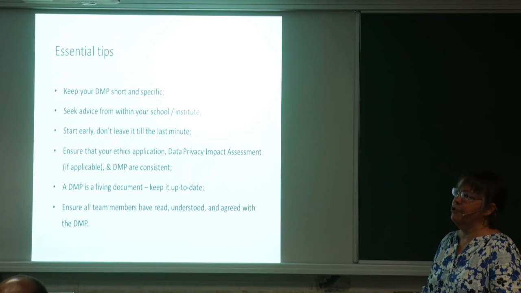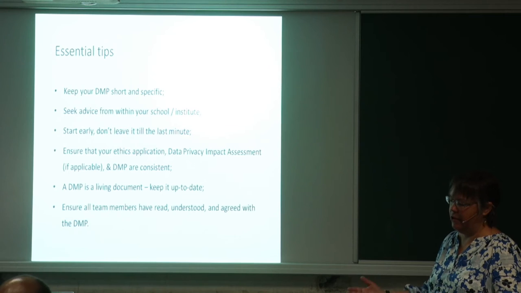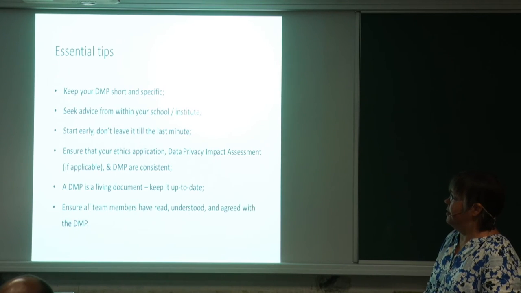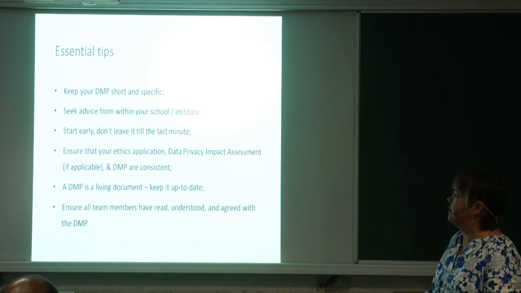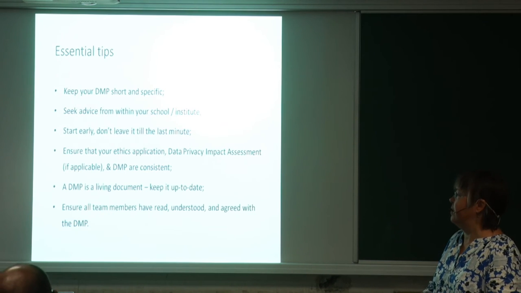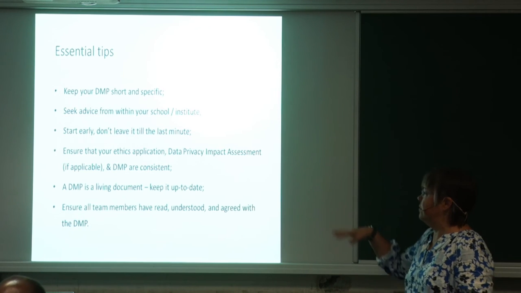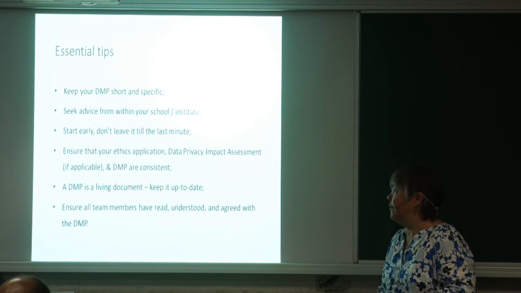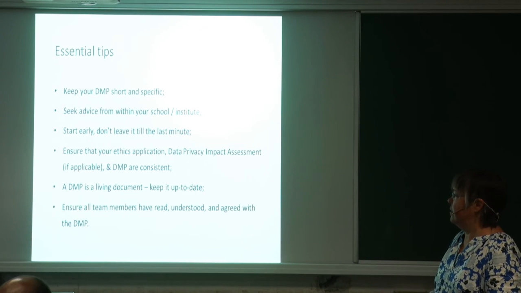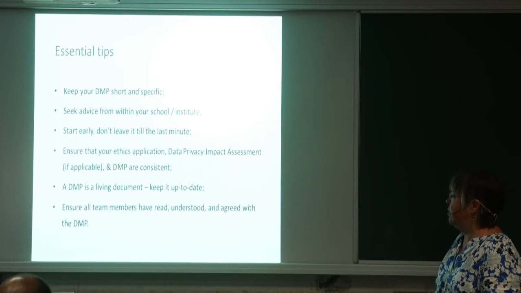Ideally, a DMP can be just short and sweet, but it's probably going to be more complex the larger the project is. Hopefully, researchers are starting to come to librarians for advice, and librarians are starting to get practice with providing that advice. If there's ethics, there are different things. We have something called a data privacy impact assessment, if there's personal data involved. And that should be consistent with the DMP, or else it doesn't make any sense.